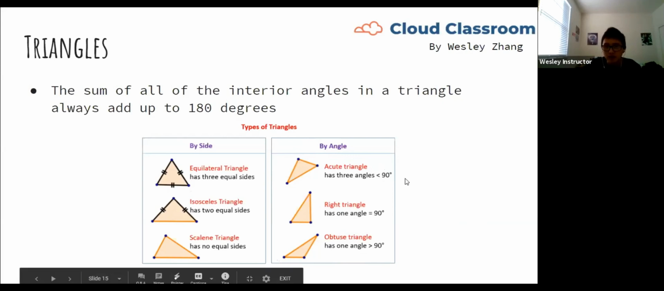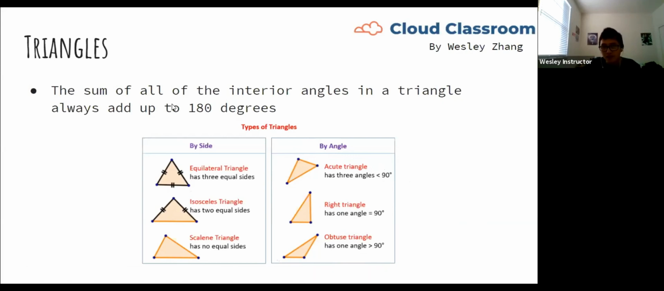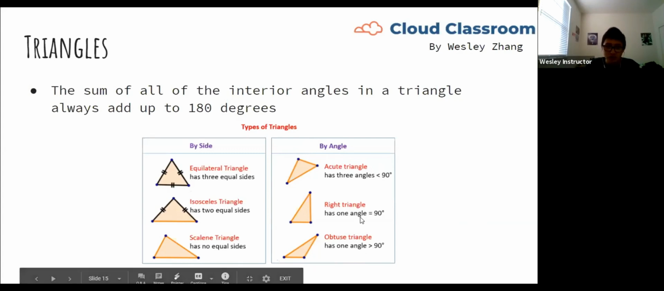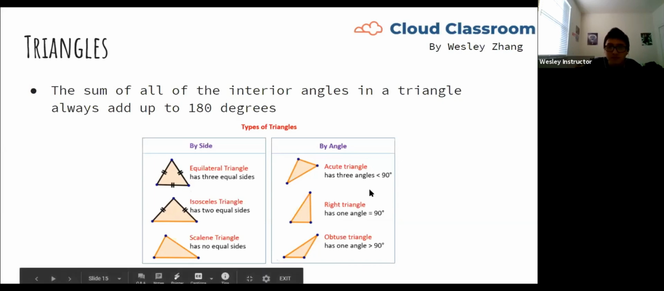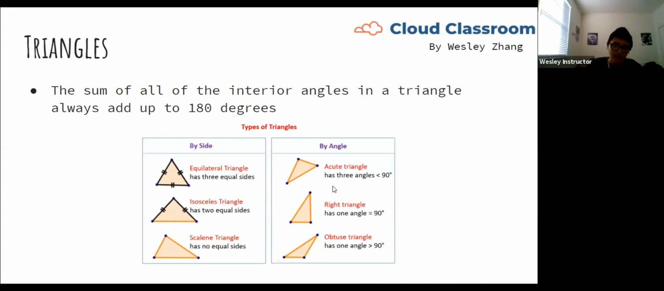All right, only one angle can be 90 because if you look at this property here, all the interior angles always have to add up to 180 degrees. Say we have two angles that are 90 degrees. We still have to have a third angle, right? But 90 plus 90 is already 180. So that means we can't have another angle, so only one angle can be a right angle. One angle can be 90 degrees, another can be 89, and another angle can be 1. That works, but we can only have one right angle.